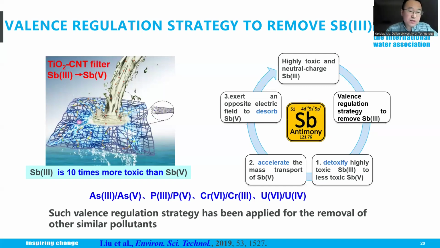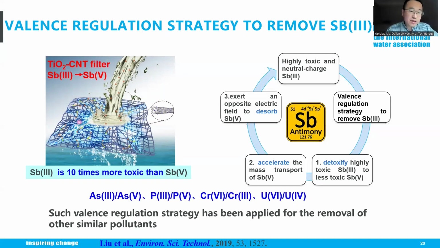Another example is about the valence state regulation of some heavy metal ions. For example, antimony is a typical pollutant in textile wastewater, which usually has a charge of 3 plus, and this antimony 3 is highly toxic and also neutrally charged. However, another state of antimony is antimony 5, which is 10 times less toxic than antimony 3. So we try to transform antimony 3 to the less toxic antimony 5 by oxidation.